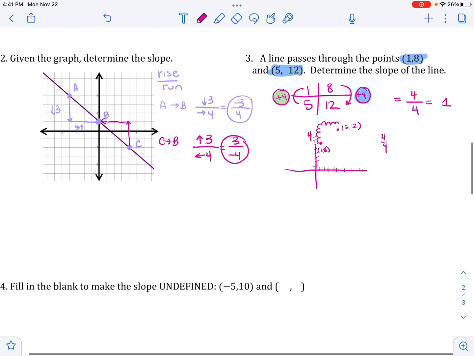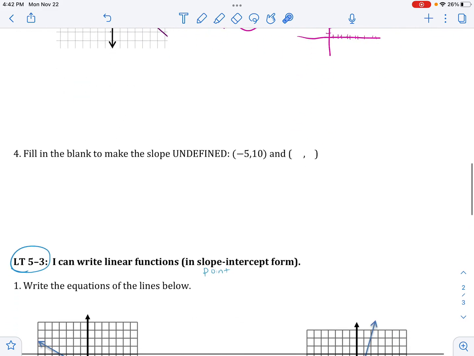Something else that you can do is if there's a graph somewhere else on the page, you can plot 1, 8, and 5, 12 somewhere on the graph here and use this graph to kind of help you do this strategy. But anything works as long as you get 4 over 4, which is 1.